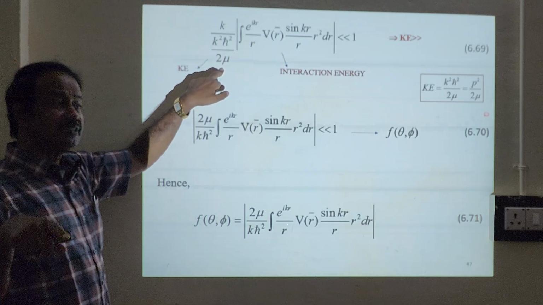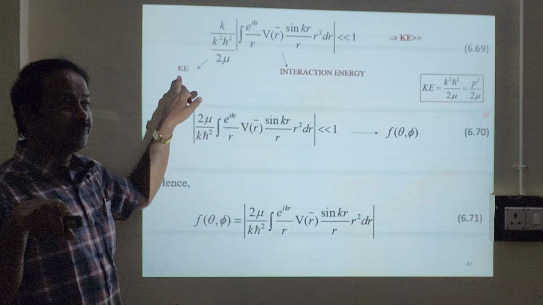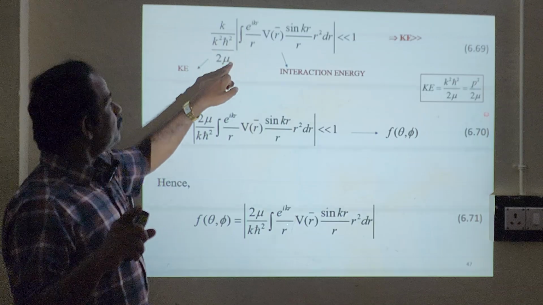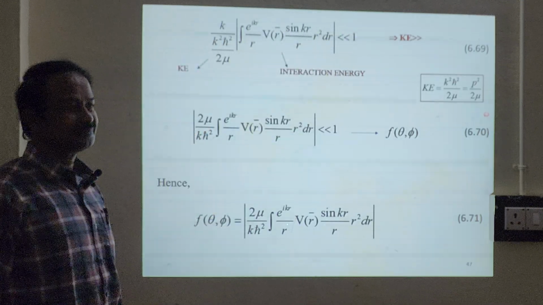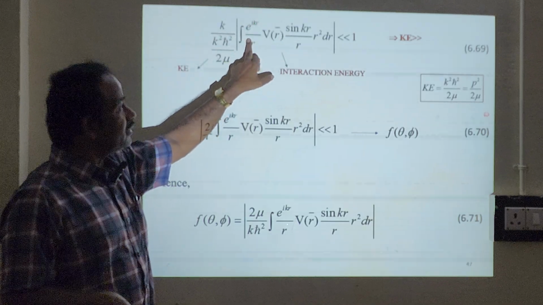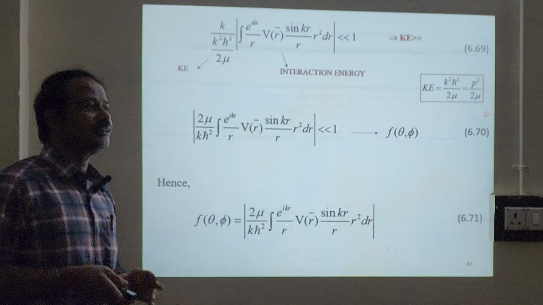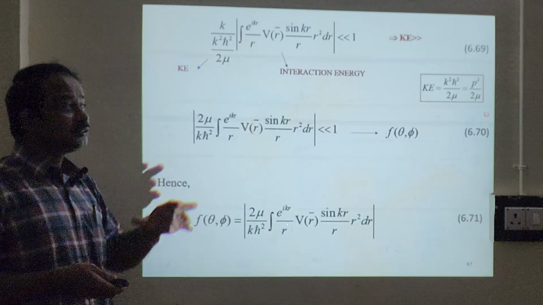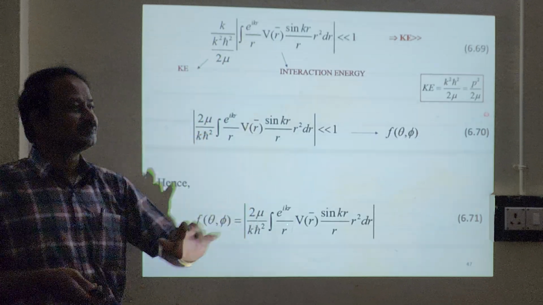P squared by 2m is nothing but kinetic energy. We know already kinetic energy is p squared by 2m; here it is p squared by 2 mu. Is it okay? So I can bring this term to that side. Kinetic energy is very large, which implies that this interaction term is very small. This is what we assumed earlier: the kinetic energy of the incident particle is very, very large. So this is the validity of Born approximation. Whatever we have assumed is correct.